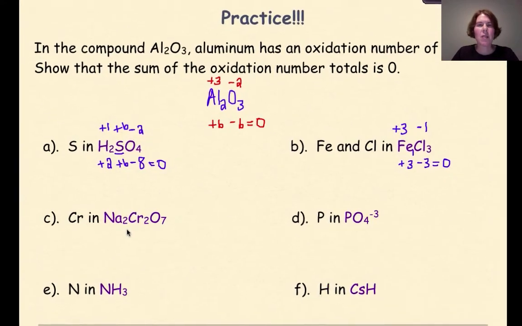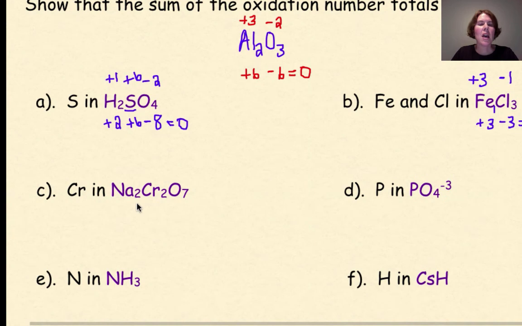Now let's look at a problem that's a little bit more advanced. Na2Cr2O7. They all have oxidation numbers. Na is in group 1, so it's going to have a charge of +1. Oxygen is going to be -2. So +1 times 2 gives me +2. -2 times 7 gives me -14. The whole thing has to equal 0.